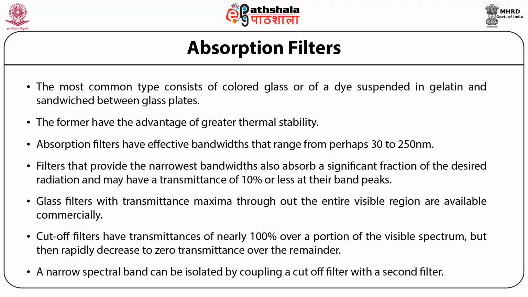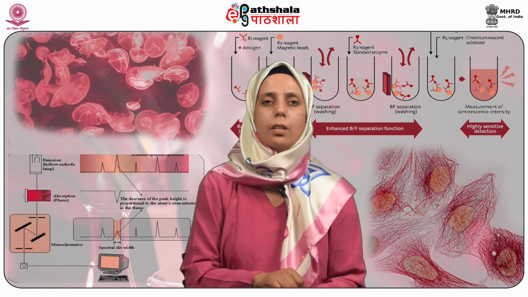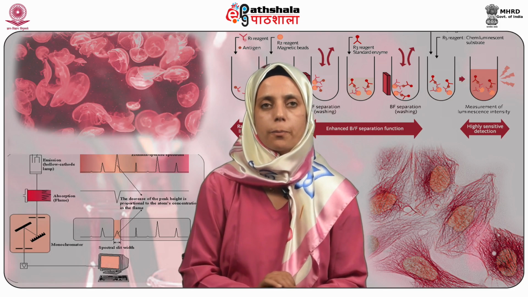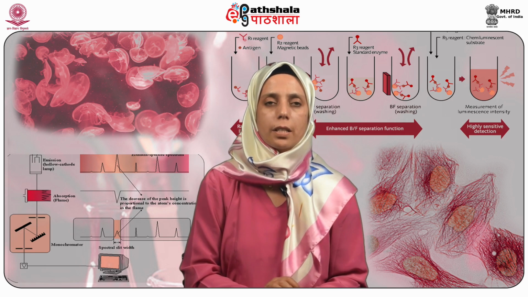A narrow spectral band can be isolated by coupling a cutoff filter with a second filter. So when filters do not serve the purpose, monochromators are the best choice. In addition to filters, they are suited for wavelength selection.